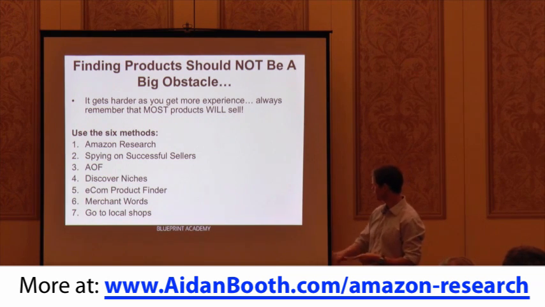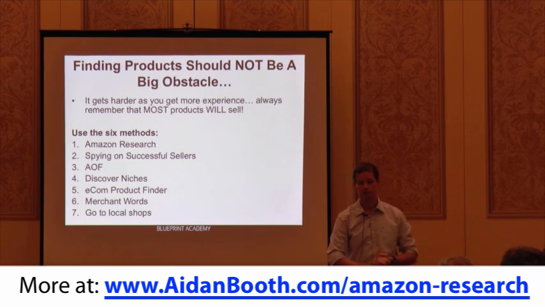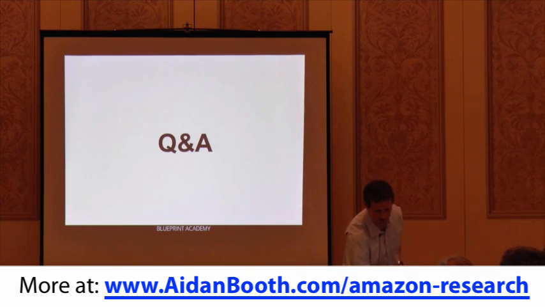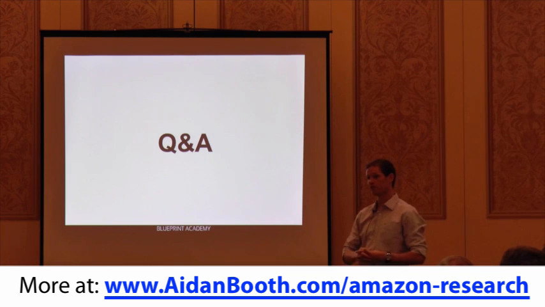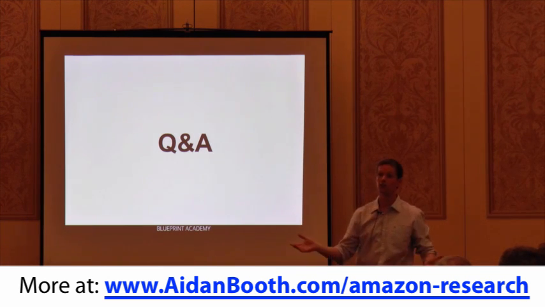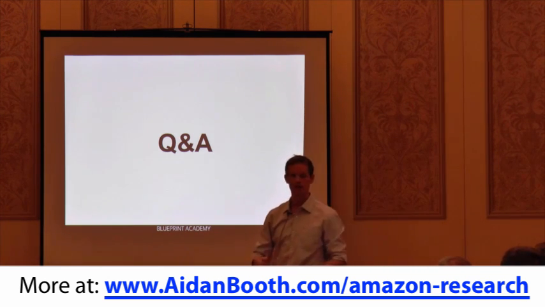So use the 7 methods that we spoke about and fill out the spreadsheet that is available in the Blueprint Academy members area, and then send it over to Steve or I to get our thoughts about it as well. That's what we're here for.